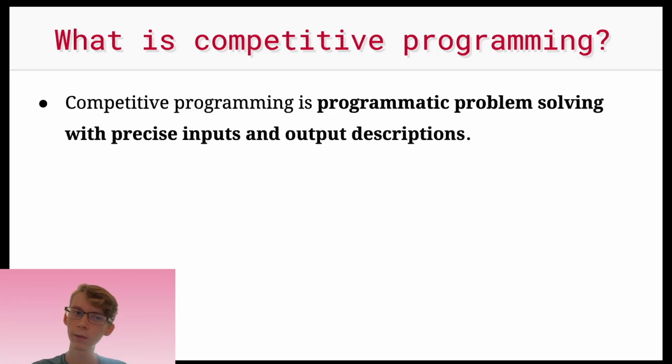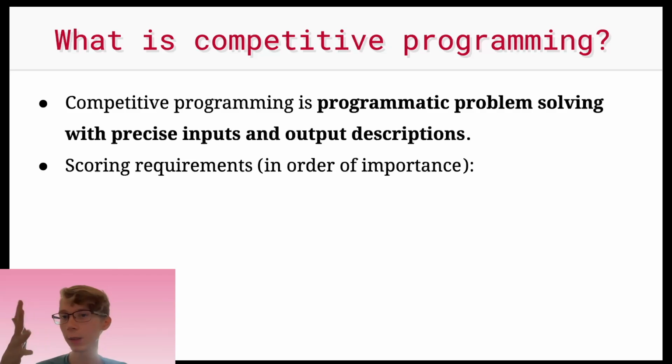But a lot of the time, in problem solving, your inputs and outputs are kind of ambiguous. So in this case, because it's a competitive setting, we need precise and unambiguous inputs and outputs. And so that's kind of what makes competitive programming different from normal software engineering. So in competitive programming, there's also some scoring requirements. That's part of the competitive part.